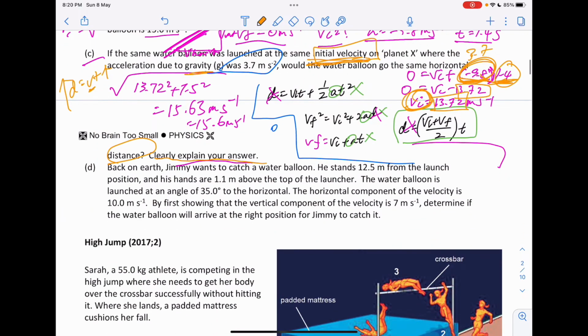Back on Earth, Jamie wants to catch a water balloon. He stands 12.5 meters from the launch position, and his hands are 1.1 meters above the top of the launcher. Launch at an angle of 35 degrees to the horizontal. Determine if the water balloon will arrive at the right position for Jimmy to catch it.